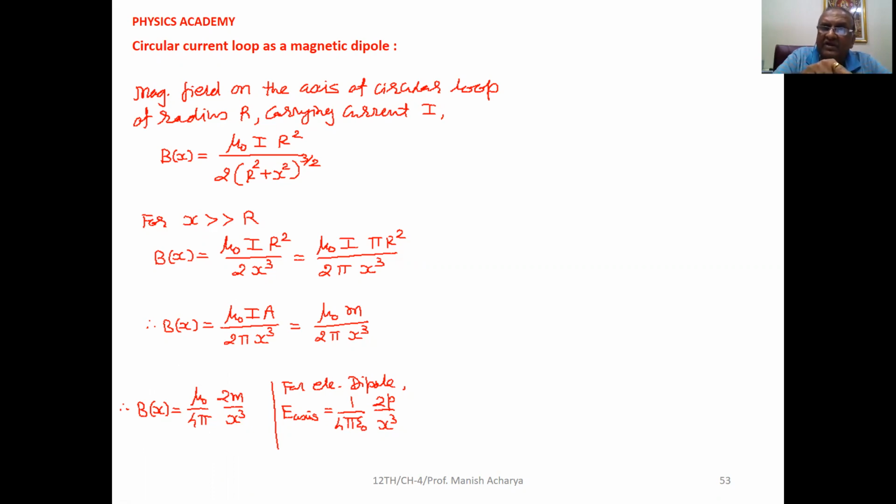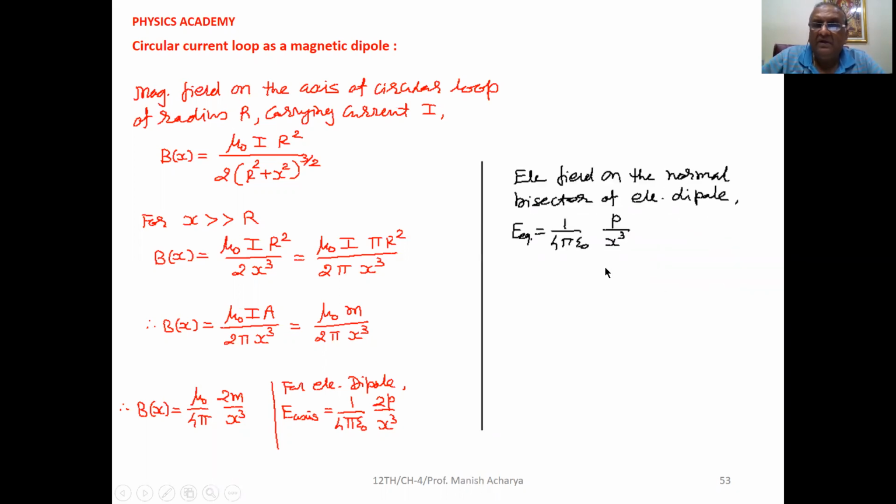So from this analogy, now directly we can write the equation for the magnetic field at any point in the plane of the loop. Axis is perpendicular to the plane of the loop, and in the plane of the loop, so we can consider it as equatorial plane. Now see, in case of electric dipole, at any point on the equatorial plane, E equatorial, that is 1 upon 4 pi epsilon 0 p upon x cube.